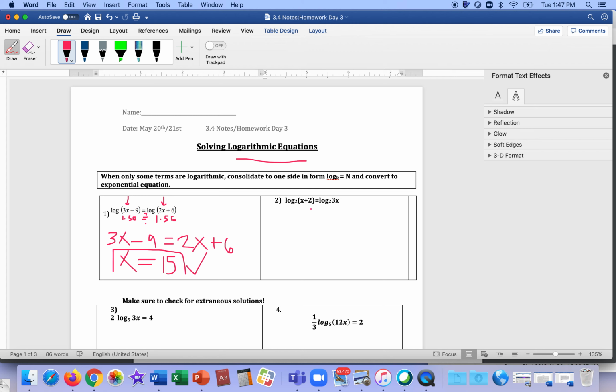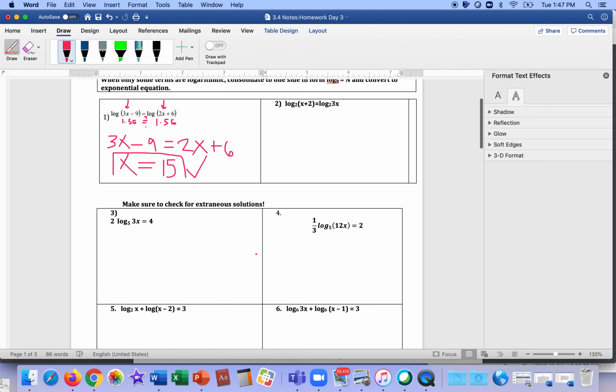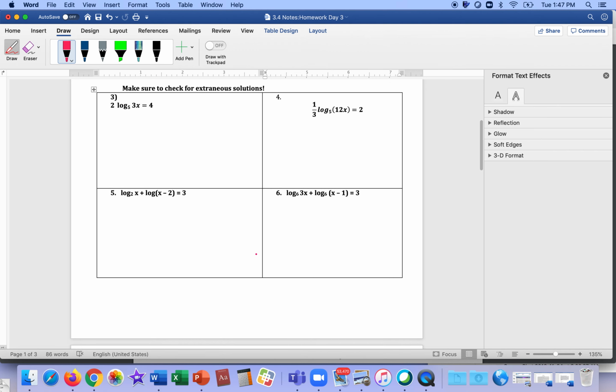Okay, so for the next one, they're both same log base 2, the log base 2 we cancel, and then you're going to solve. You're going to do the ones on the right side.